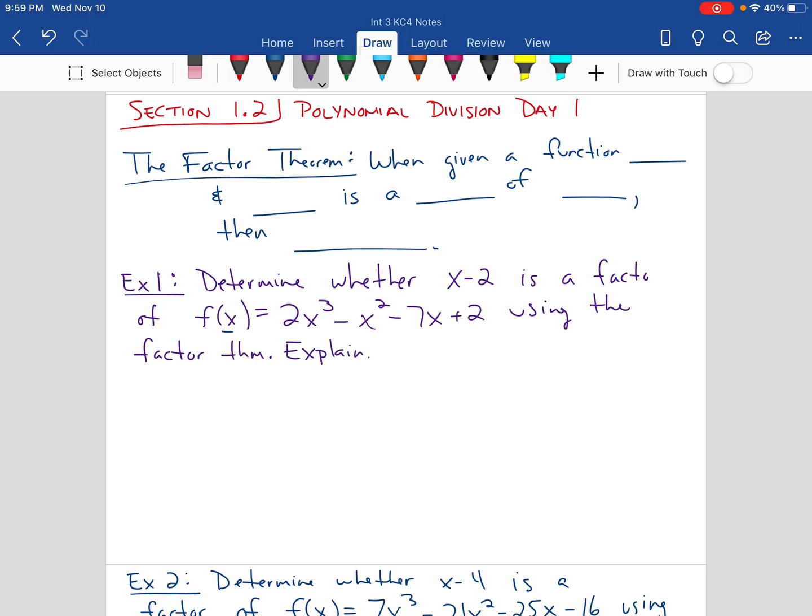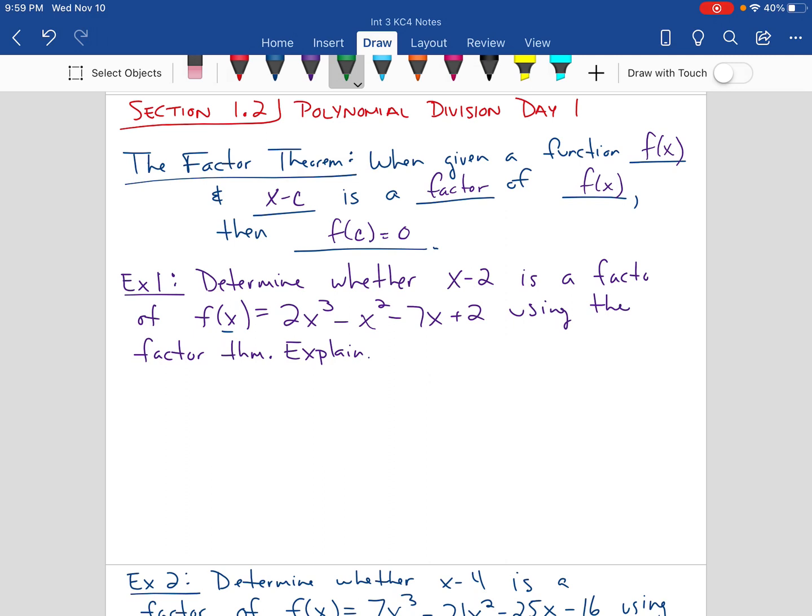Okay, so the factor theorem states that when you are given a function f of x and x minus c is a factor of f of x, then f of c has to be equal to 0. Okay, that is the definition of the factor theorem. So I'm going to go into showing you a couple examples so you know exactly what that means and how to apply this theorem.